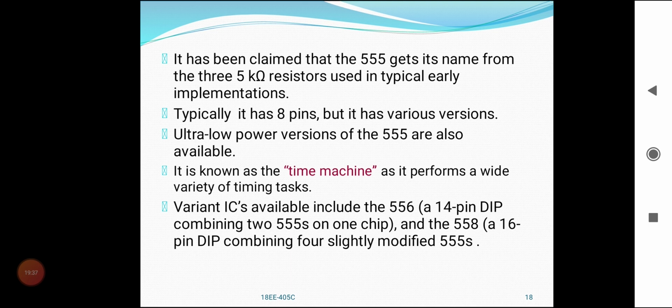Typically it has 8 pins, but there are various versions. Ultra low power versions of the 555 are also available. It is known as a time machine as it performs a wide variety of timing tasks. Variant ICs available include the 556, a 14-pin dual in-line package combining two 555s on one chip, and the 558, a 16-pin DIP combining four slightly modified 555 timers.